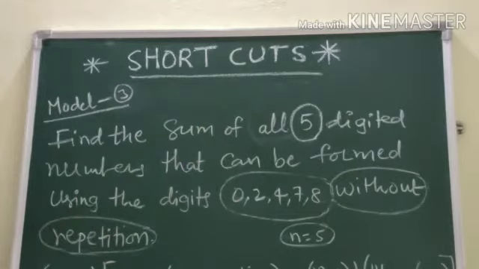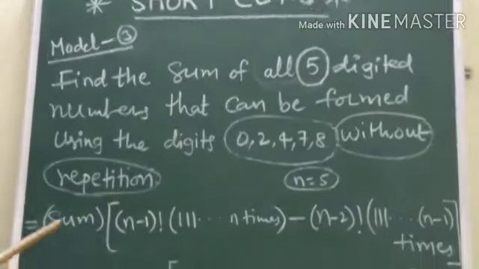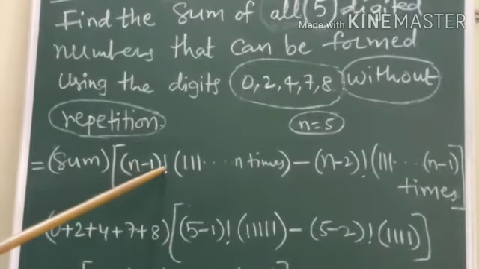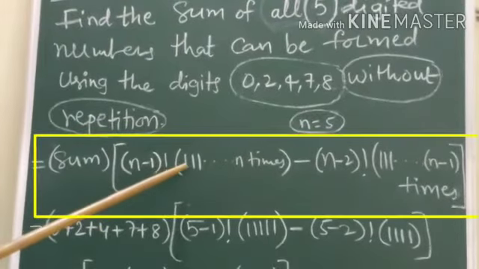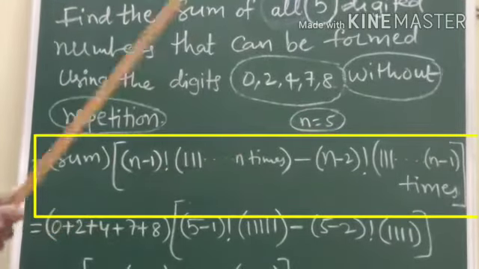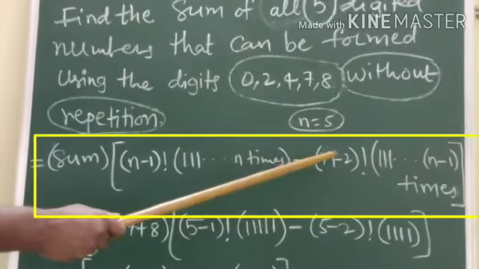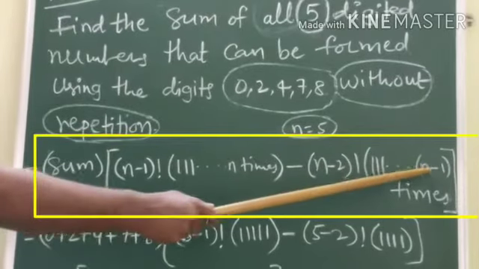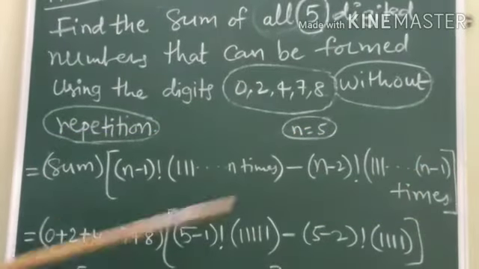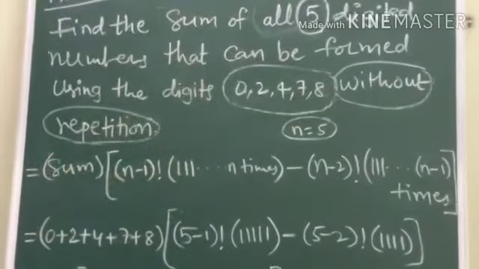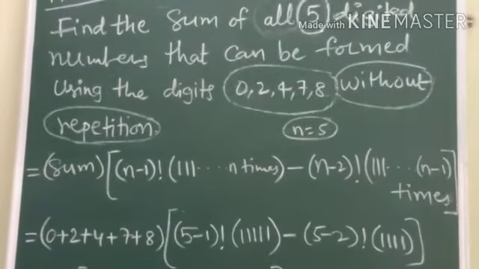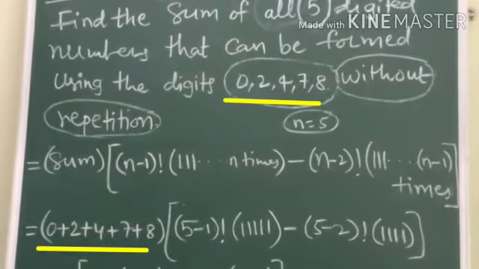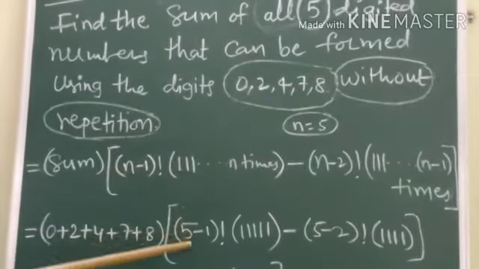In this case we have to apply the formula: sum of all digits into n minus 1 factorial into take ones, number of ones up to n times, minus n minus 2 factorial into number of ones up to n minus 1 times. Here we have to take n value as 5. First, sum of all digits. So the given digits are 0 plus 2 plus 4 plus 7 plus 8. N value 5, 5 minus 1 factorial.